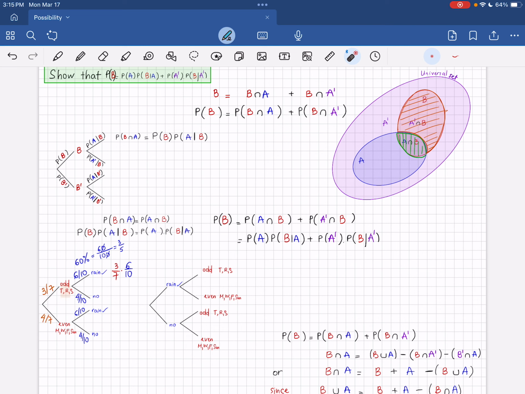Okay, so if we switch the position, instead of considering B first, now we consider A first, then they will be just the same, right? This is like 6 out of 10, and this will be like 3 out of 7. So in the end, we also have that the chance for it to rain on an odd day is the same, right? Because for multiplication, we have the commutative property. So basically, the probability of B overlap with A is the same as the probability of A overlap with B. See, I'm just switching the position.